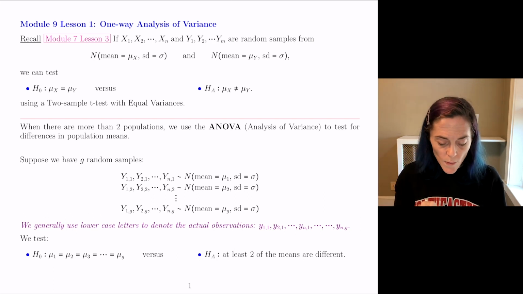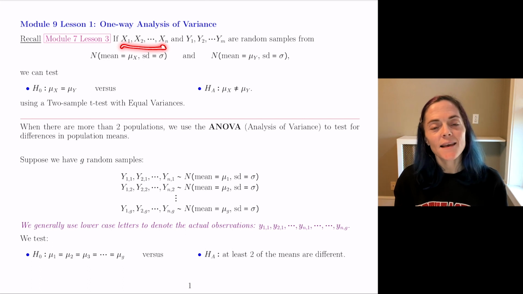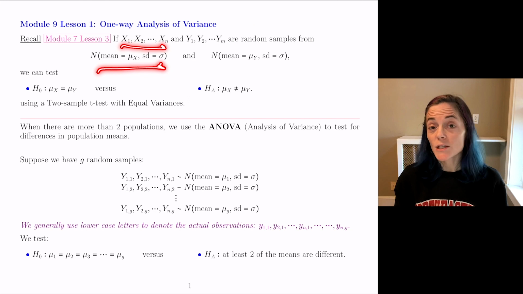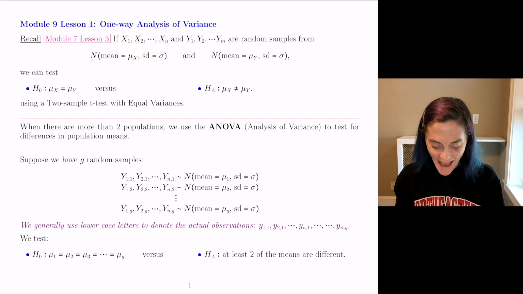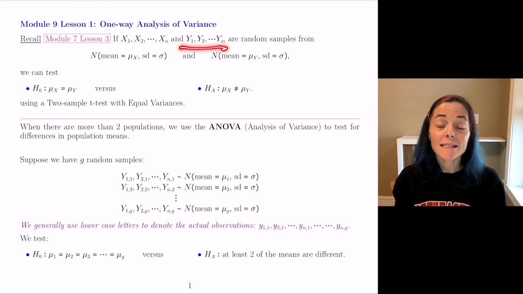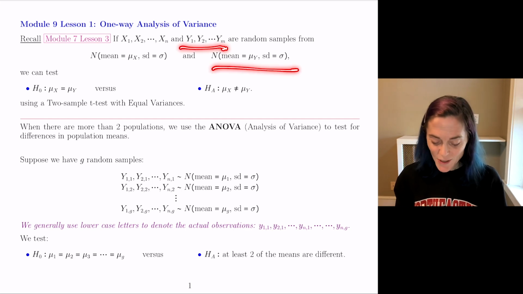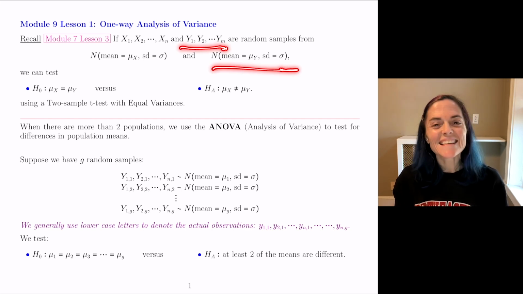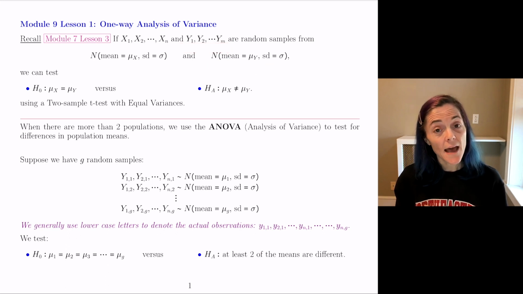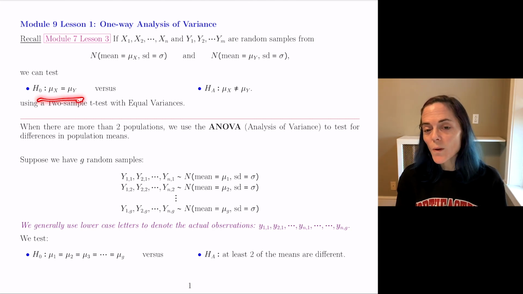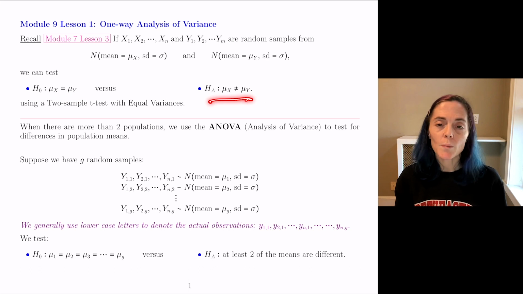Suppose we have a random sample of size n from a normal distribution, mean mu x, standard deviation sigma. And then we have another random sample, size m, from a normal distribution, mean mu y, standard deviation sigma. We can test if the means are the same, where our null hypothesis is that mu x equals mu y, and our alternative is mu x is not equal to mu y.